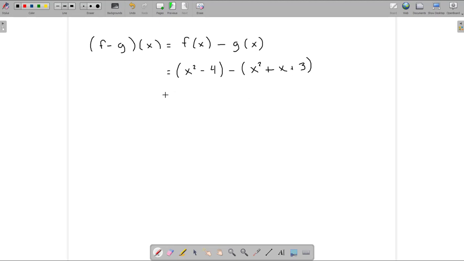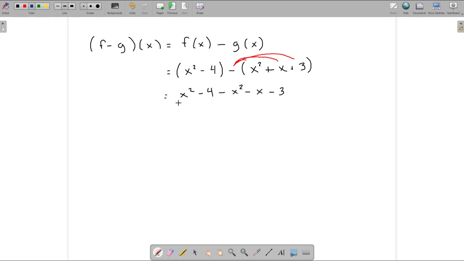So now, removing parentheses and combining like terms, this first part stays the same, but I want to distribute this minus sign to all of these terms because I'm subtracting this whole expression here. So make sure that you do that. So you'll have minus x squared, minus x, and minus 3. So they all become minus.